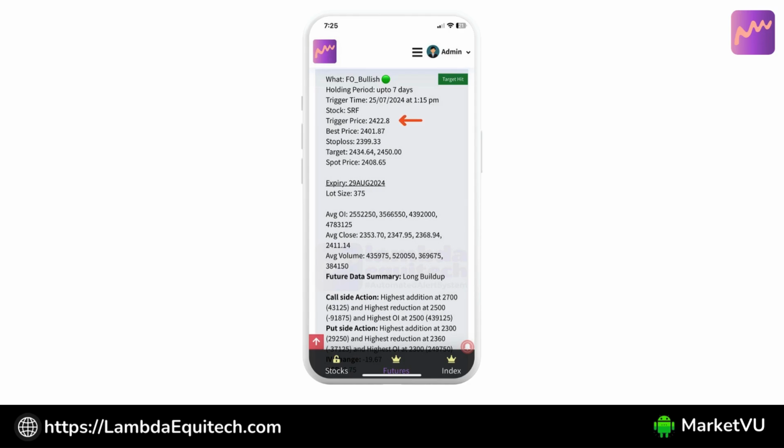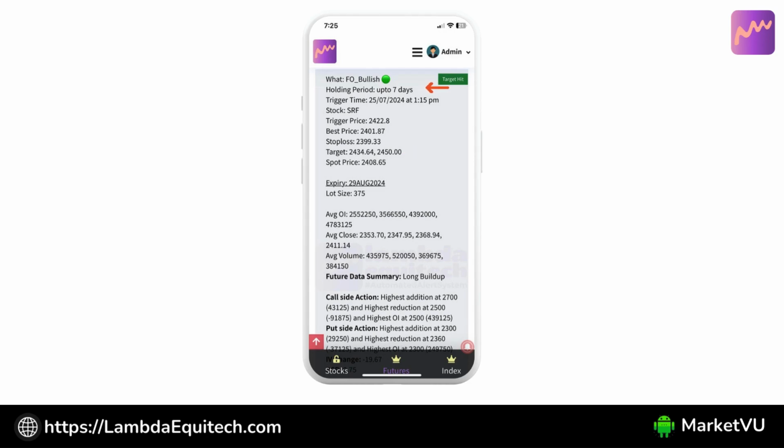2,422 rupees. The alert also indicated a best price of 2,401 rupees, implying that entering the trade near this price could yield the best returns. Additionally, the alert provided information on stop loss and target levels.